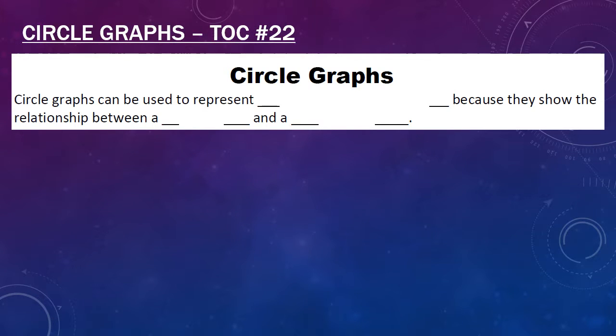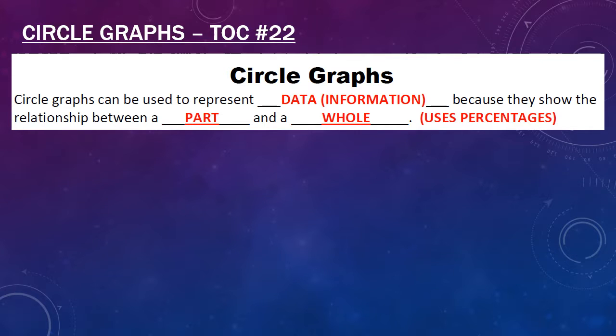So for your notes, just so you know, sometimes you've seen these before, I'm sure. You've probably studied them in elementary school. Circle graphs are also sometimes called pie charts or pie graphs. But circle graphs are just used to represent data, which is a fancy word for information, to show you the relationship between a part and a whole. And the important thing to know about circle graphs is they use percentages. It's comparing how much of the whole circle is what category. And they use those percentages to show how much and to create the circle graph.